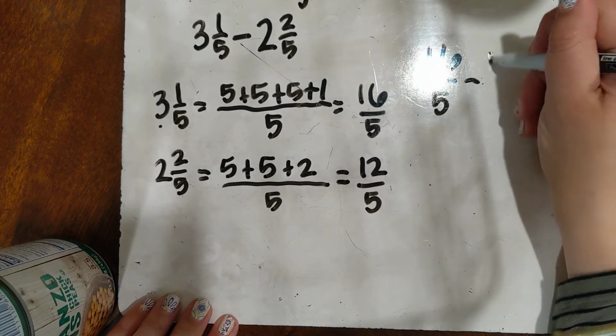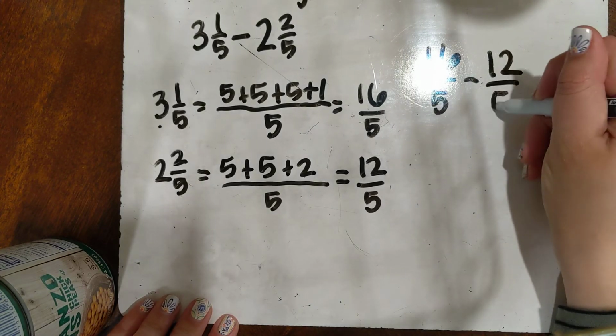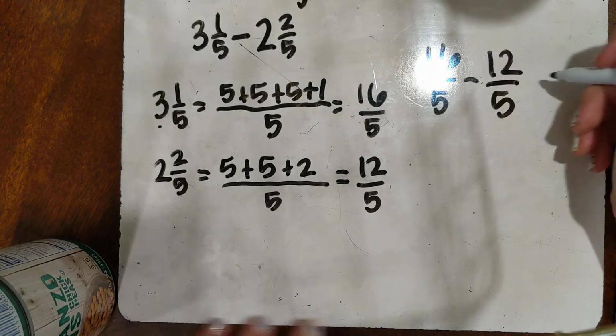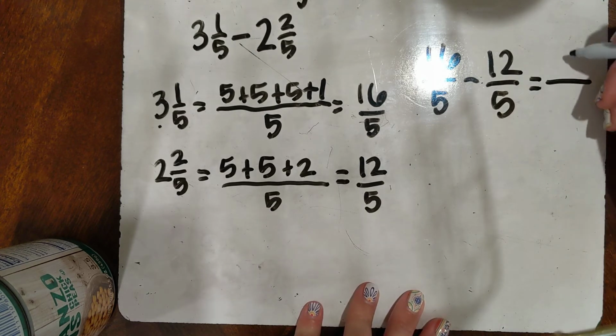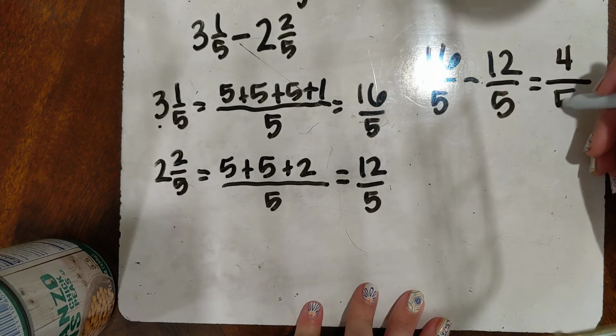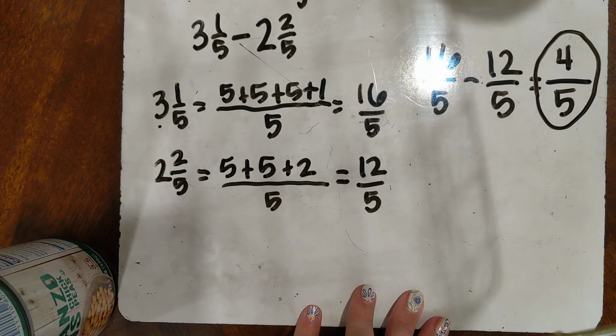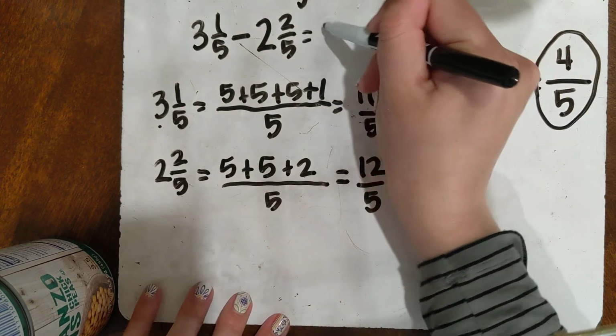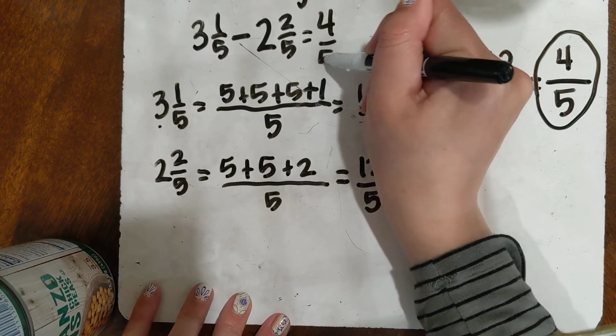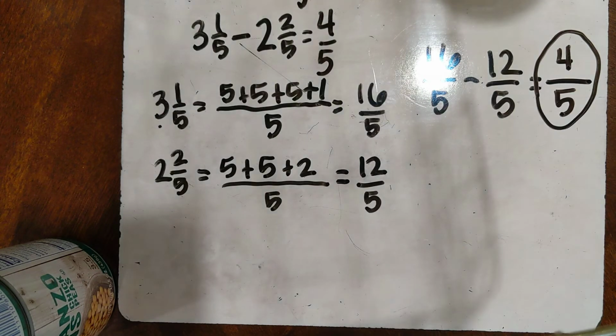16/5, take away 12/5. If I have 16 and take away 12, I have 4, and our denominator doesn't change, fifths. Because they are 1 apart right here, the 4 and the 5, we know that it's already in simplest form. So guess what? We're done. That's our final answer, equal to 4/5. Okay, hope you kept up with me.